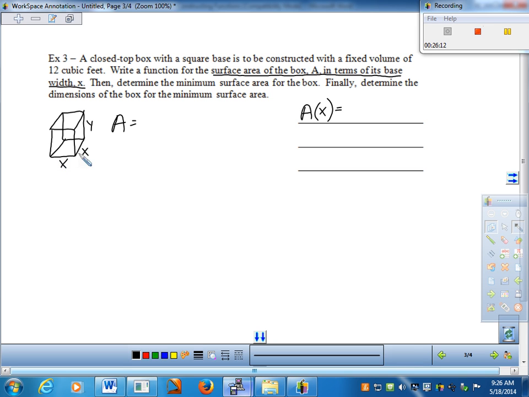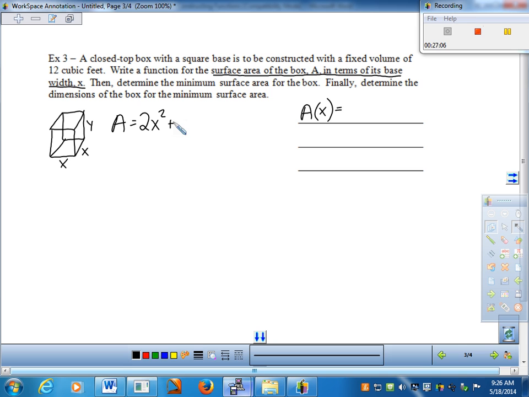So I'm seeing the bottom of the box is X by X, so the area is X squared. Hope everyone sees that. Then the area of the top also has to be X by X, so X squared. So X squared on the bottom, X squared on the top. Again, it's the sum of the areas, so X squared and X squared would be 2X squared.